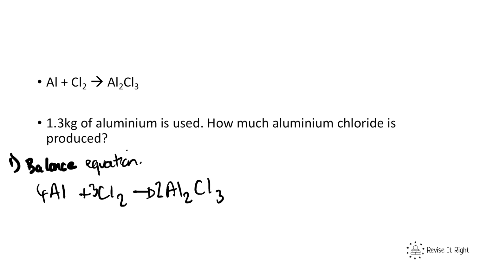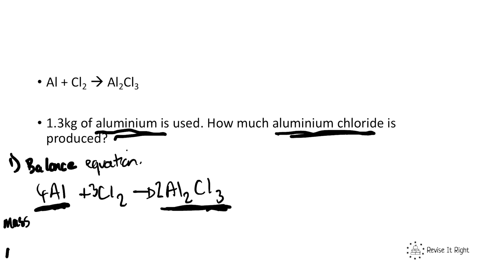So first things first, we need to underline the 2 atoms, molecules, compounds, whatever that we are looking at. So 1.3 kilograms of aluminium, so that's here. How much aluminium chloride is produced? Aluminium chloride is here. So we're looking at aluminium and aluminium chloride. Then we're going to write mass and MR to our left of those, like we did last time. And then we're going to write the mass of what we know. So 1.3 kilograms of aluminium underneath that. And then a question mark next to what we're trying to work out. So the question mark under aluminium chloride.